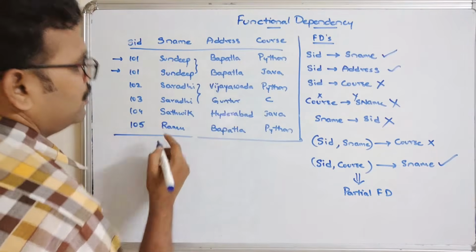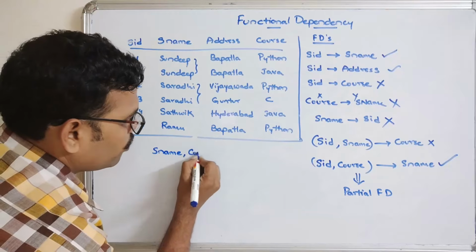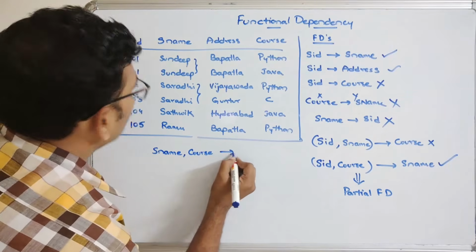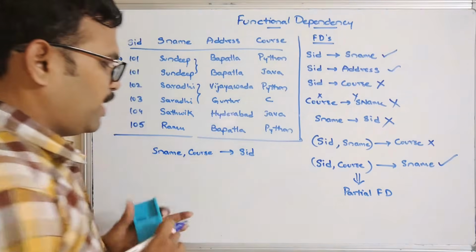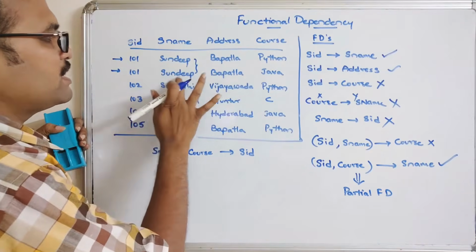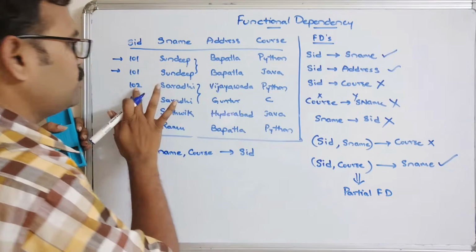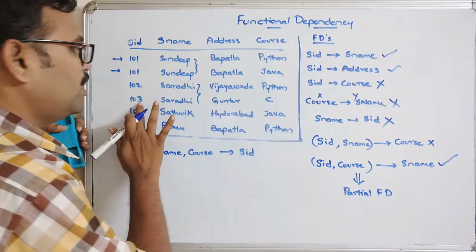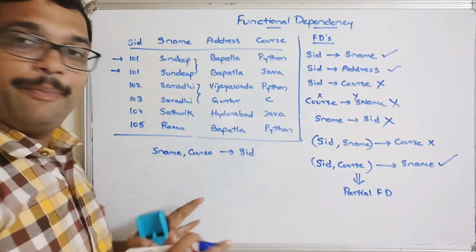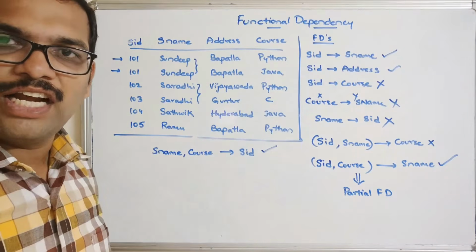Let us check on this one. S name dot a course gives a SID. S name and course: Sundeep and Python gives 101. Sundeep and Java gives 101. And Saradhi and Python gives 102. Saradhi and C gives 103. So there is no repetition. So this is a functional dependency. Yes, obviously it will be functionally dependent.